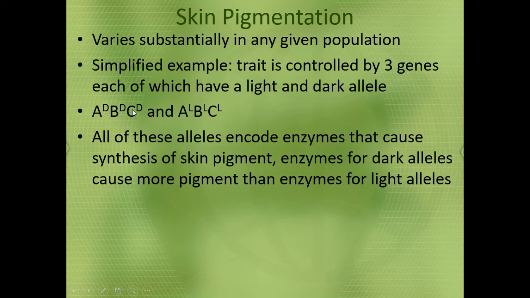And then it's either going to have a D or an L. The D would be for dark, the L would be for light. So each one of these can have a different letter. You could have 2 Ds and an L, or 2 Ls and a D, or all 3 Ls or all 3 Ds. All these alleles are going to encode for enzymes that cause synthesis of skin pigment. Enzymes for dark alleles are going to cause more pigment than the enzymes for the lighter alleles.